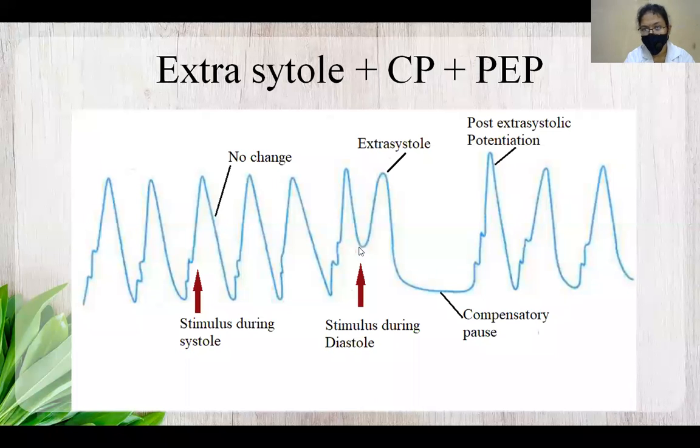What do you see? During diastole, there is a premature contraction, which is known as extrasystole. This is followed by a compensatory pause. And then the first contraction is a bigger contraction as compared to the rest of them. That's why we call it post extrasystolic potentiation. Now this wave is followed by the regular contraction. So why does this happen? Let us understand.